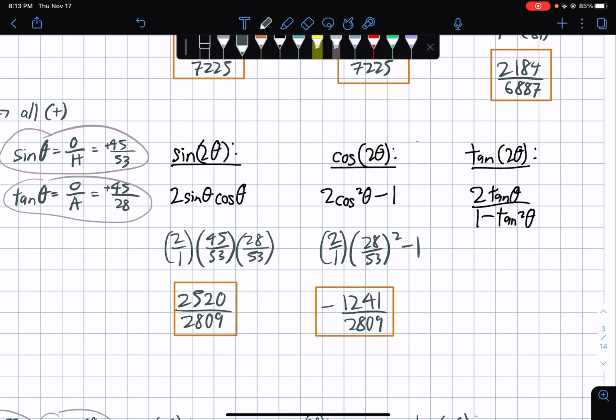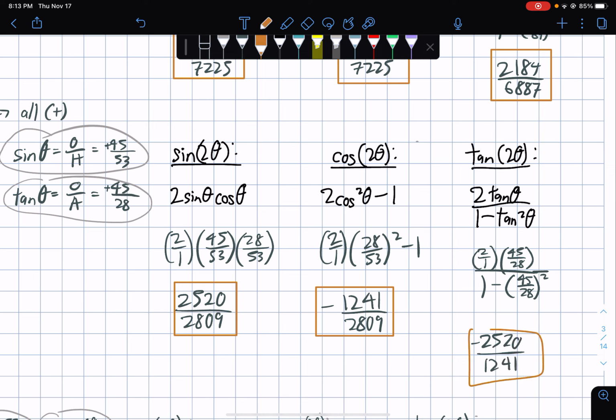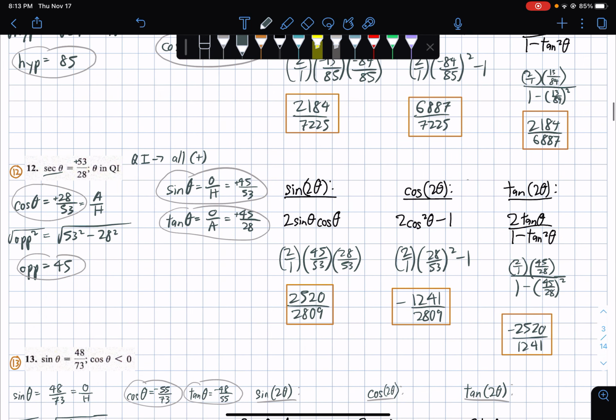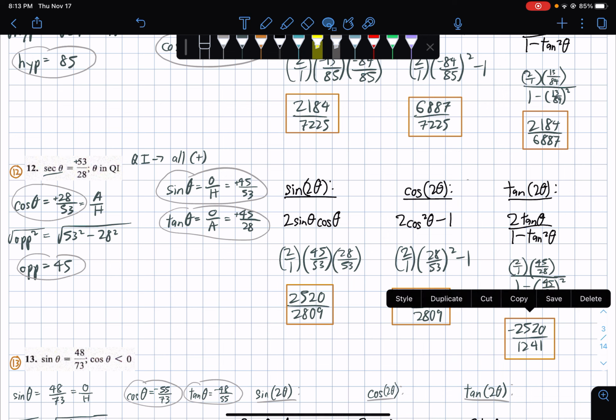So tan 2 theta, we have 2 over 1 times 45 over 28, divided by 1 minus 45 over 28 raised to 2. We get an answer of negative 2520 over 1241. So that's number 12.